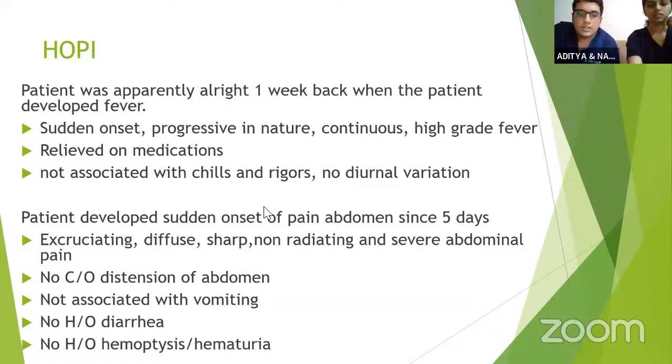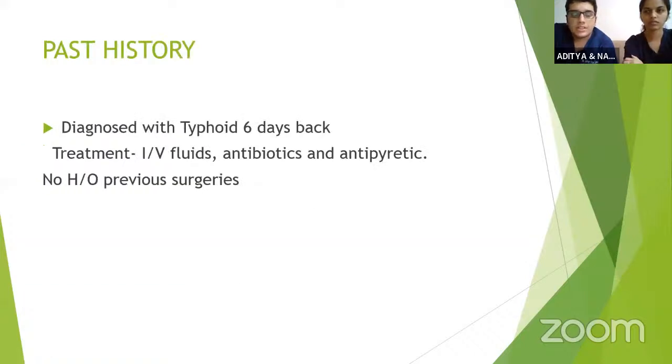The patient also developed sudden onset pain abdomen since 5 days, and it was excruciating, diffuse, sharp, non-radiating, and severe abdominal pain. It was not associated with distension of abdomen, vomiting, diarrhea, hemoptysis, and hematuria. The patient was diagnosed with typhoid fever 6 days back and was treated with IV fluids, antibiotics, and antipyretics.